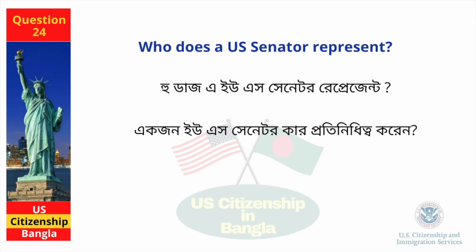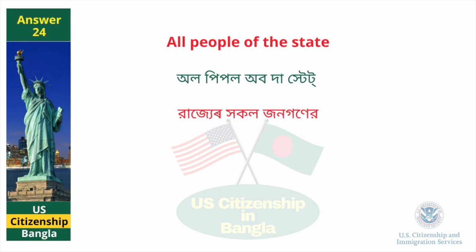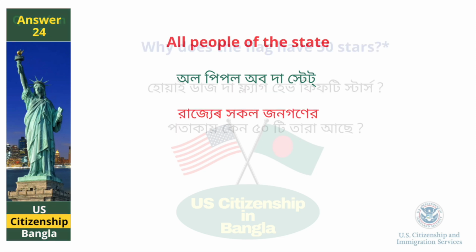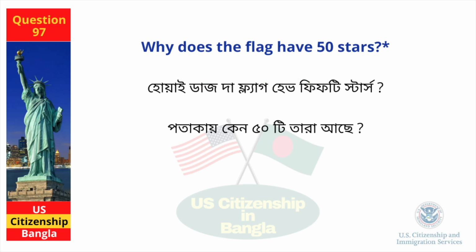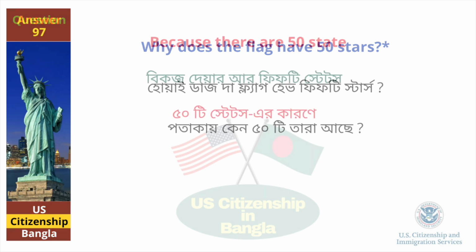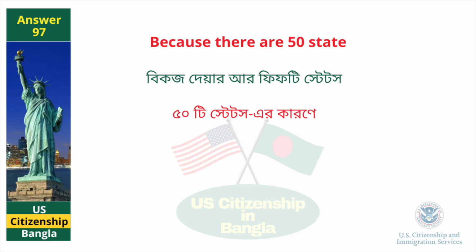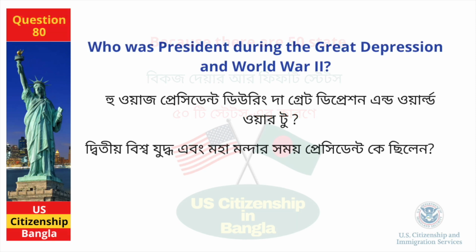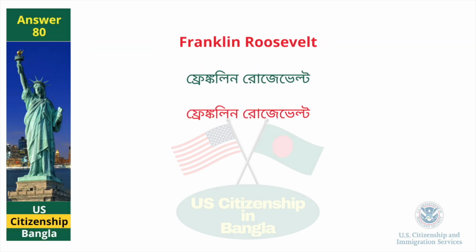Who does a US senator represent? All people of the state. Why does the flag have 50 stars? Because there are 50 states. Who was president during the Great Depression and World War II? Franklin Roosevelt.